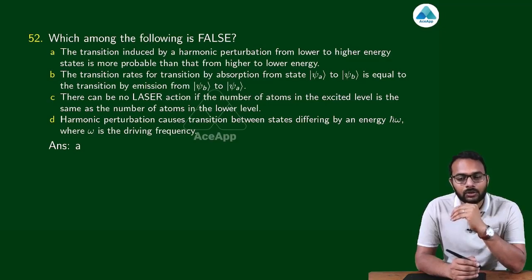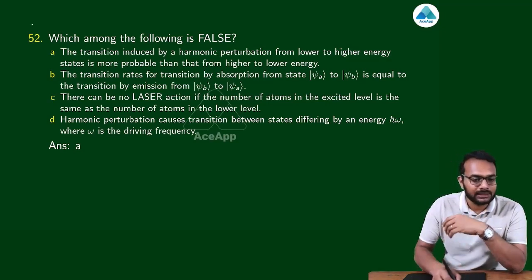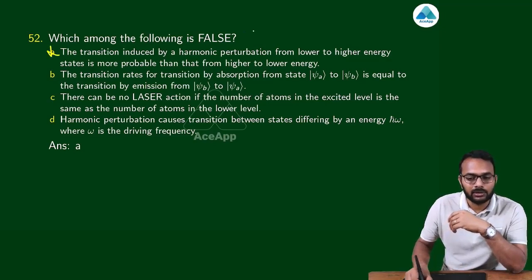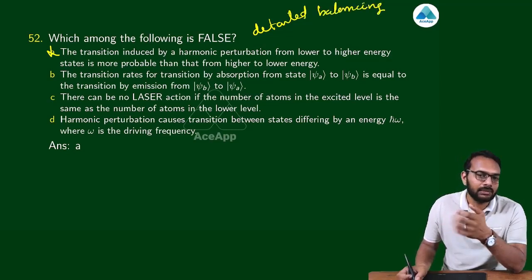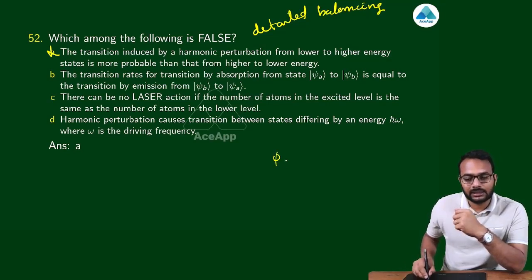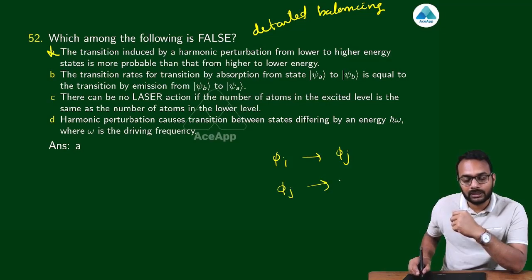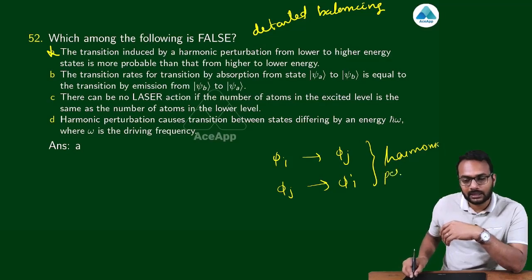Harmonic perturbation കാരണം lower energy നിന്ന് higher energy ലേക്കുള്ള ട്രാൻസ്ഫോർമേഷൻ കൂടുതൽ പ്രോബബിൾ ആണെന്ന് പറയുന്നത് തെറ്റാണെന്ന് നമുക്കറിയാം. കാരണം we know about the principle of detailed balancing, right? So detailed balancing says that if the transition probability from phi i to phi j is exactly the same as the transition probability from phi j to phi i under harmonic perturbation. We have actually proven this in the class, okay, under harmonic perturbation.